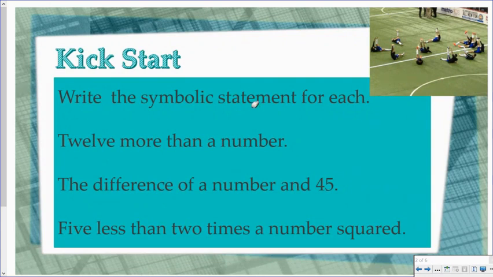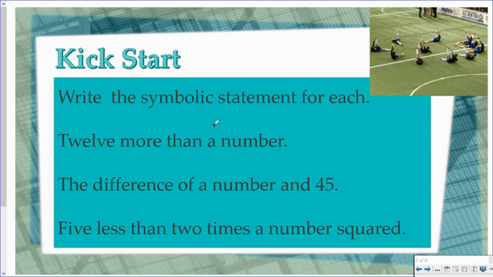To kickstart our lesson, I want you to pause the video and see if you can solve these symbolic statements. Write them in symbols. This would be a preview from lesson 1. All right, welcome back. So let's go ahead and annotate each statement here.